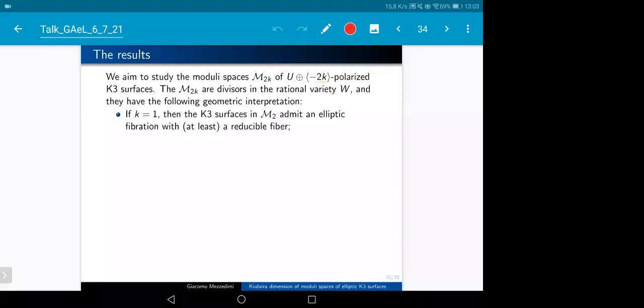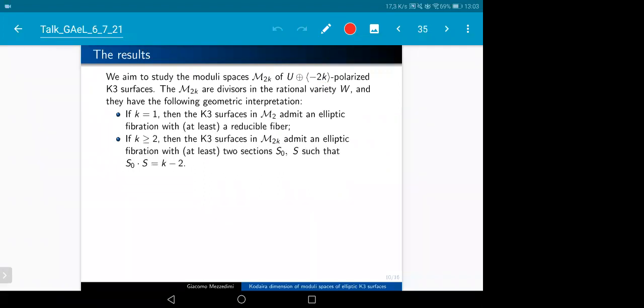For instance, if K is 1, the general K3 surface in this moduli space has the following picture. There exists an elliptic fibration. Again, almost all the fibers are smooth. There are some nodes, maybe some cusps. But for sure, there exists at least one reducible fiber. And in the very general case, this looks like this: two smooth rational curves meeting at two points. So that's the picture in the case K equals 1.